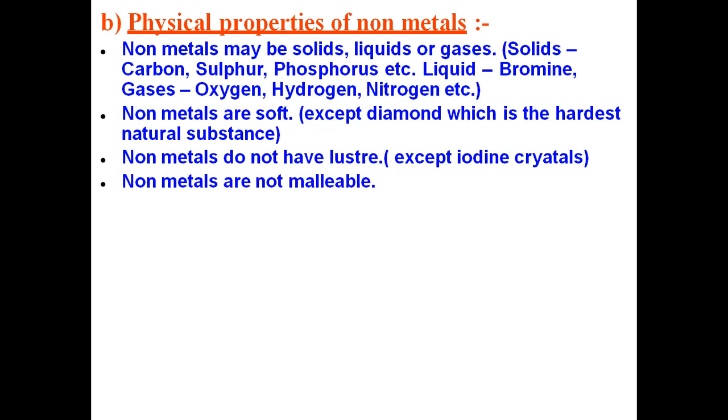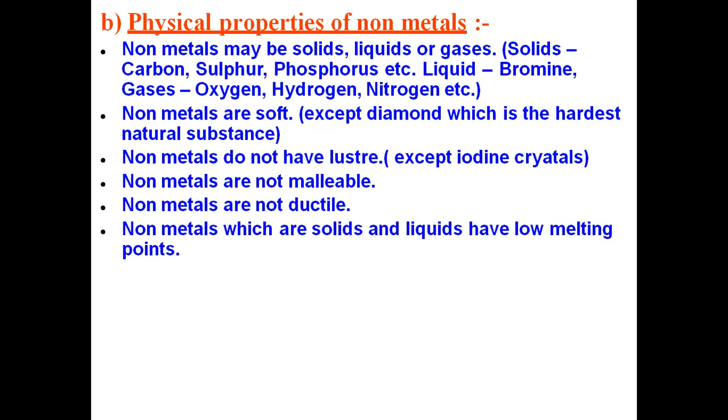The next is they are not malleable or ductile. So if we heat the wood, we get carbon, correct? That carbon which will be obtained, the coal or coke which we obtain, is a form of carbon. And if you beat that carbon, you get a powder; you cannot get a sheet or a wire. Not malleable, not ductile.